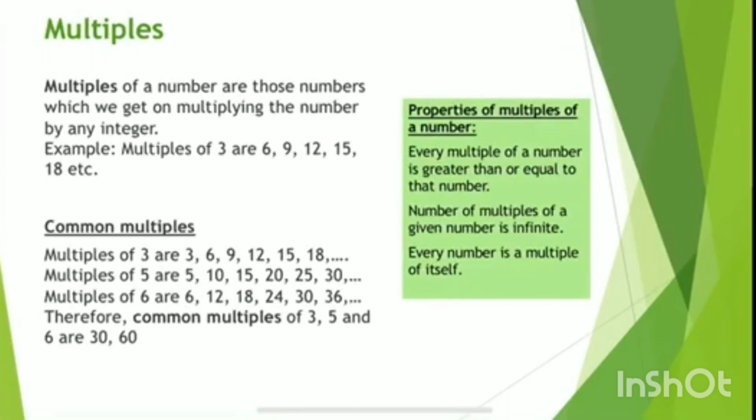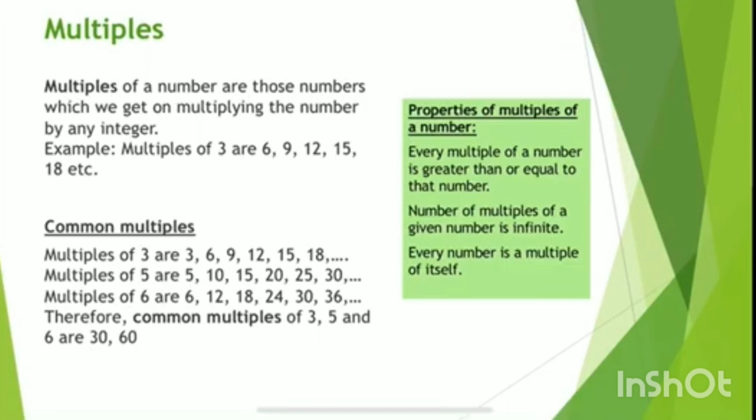Now, let us discuss multiples. Multiples of a number are those numbers which we get on multiplying the number by an integer. Example, multiples of 3 are 6, 9, 12, 15, 18 and so on. Multiples can be infinite.